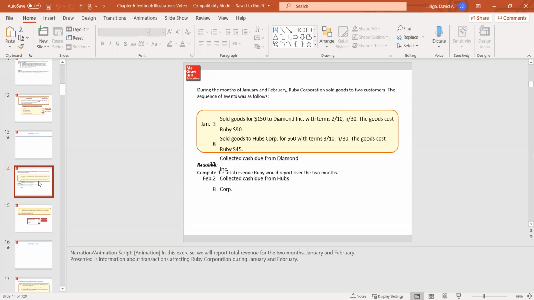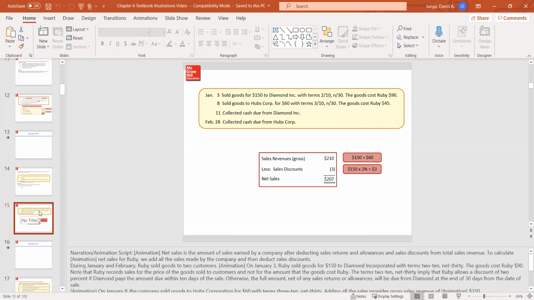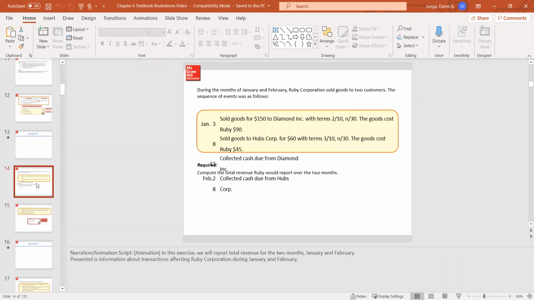So on this one, it says, for example, determine, during the months of January and February, Ruby Corp sold goods to 2 customers. The sequence of events were as follows. So it looks like on this particular slide, let me check the next one, it looks like they ran together. On the overlap, it's kind of hard to see what they're doing.